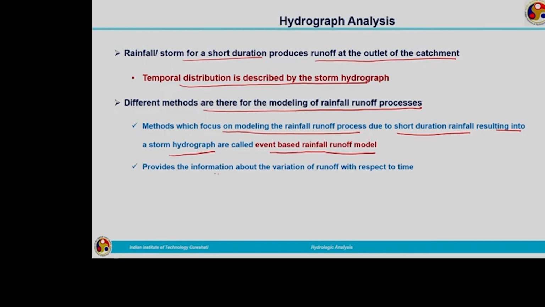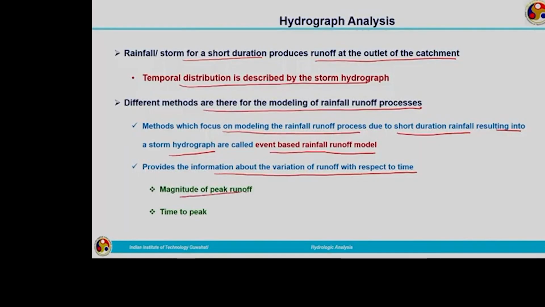This provides the information about the variation of runoff with respect to time. Variation of runoff with respect to time means, from the beginning of the storm till the time the entire catchment contributes water to the outlet point, we will get the results related to runoff. So, we can understand the magnitude of peak runoff, we can understand the time to peak. All these matter a lot whenever we are going to study a particular flood event.